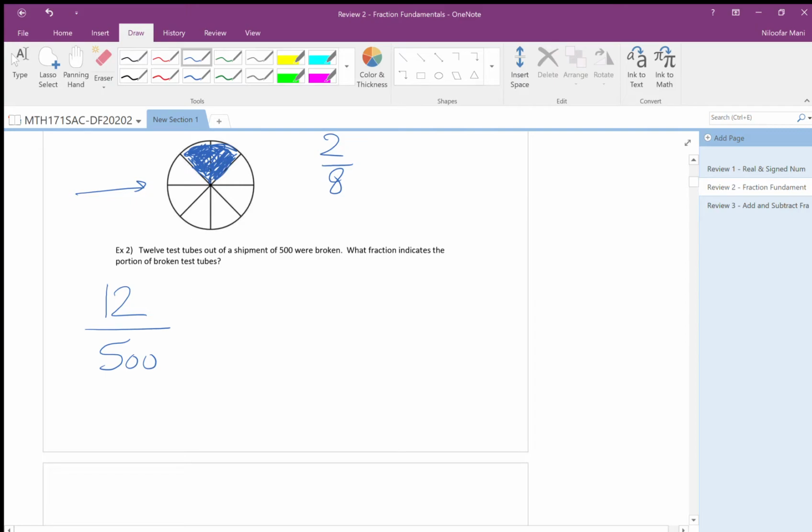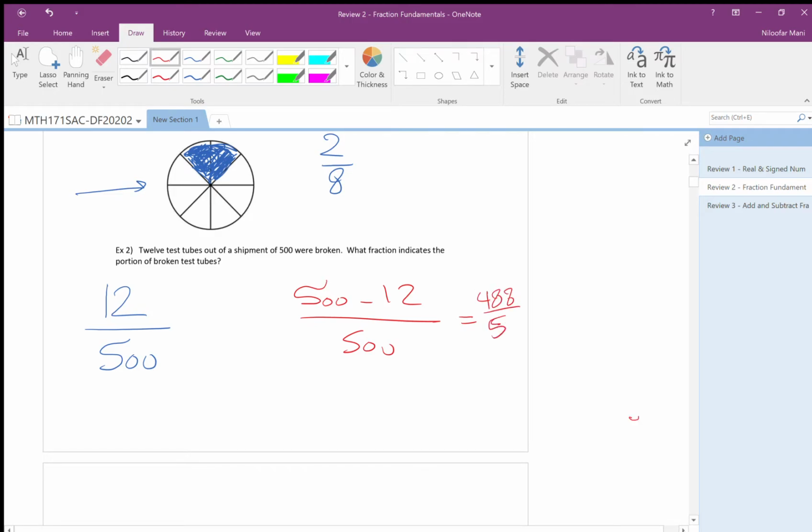Yes, 12 over 500. If I want to make it harder, if I want to make it tricky, I say what fraction are not broken, because these are broken. So you say, okay, what's not broken? So it's 500 minus 12 divided by 500, which is 488. Am I right? Yes, 488 divided by 500.